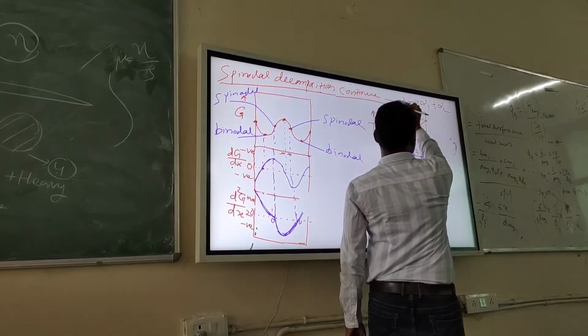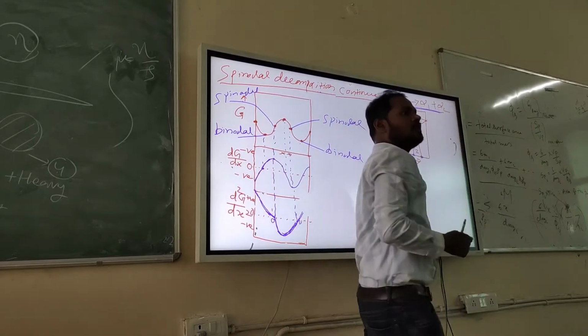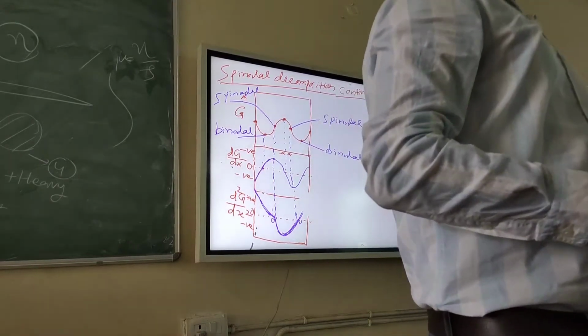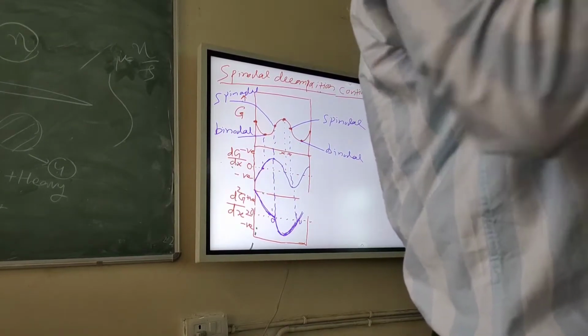So now we are concerned with this one. How alpha is becoming alpha 1 and alpha 2. That means alpha is splitting into 2 phases, alpha 1 and alpha 2. How it is splitting, we'll discuss that right now.